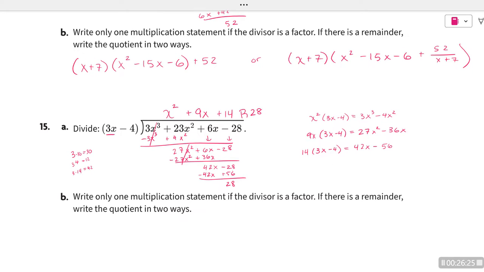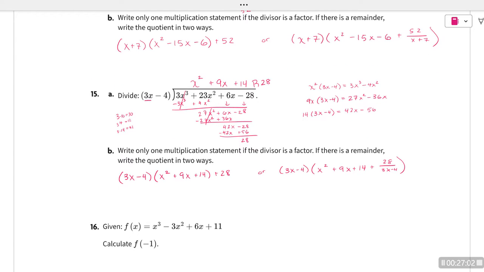Okay, so we do have a remainder, so we have to write our multiplication in 2 ways. So 3x minus 4 times x squared plus 9x plus 14 plus a 28 on the outside of the parenthesis, or we can stick that 28 inside as long as we show that it's being divided by our 3x minus 4 still. And there we have it.